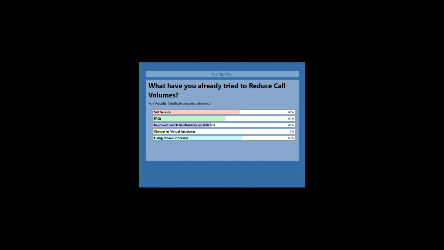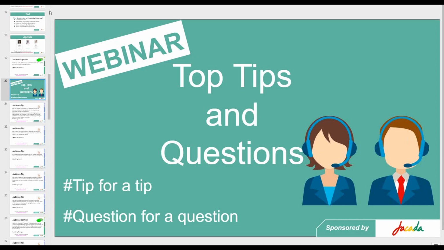So let's have a look here. Sample size of 155. So 10% of the audience have already tried chatbots or virtual assistants. That's much higher than I would have expected. 63% of the audience have tried fixing broken processes, 61% self-service, 51% FAQs. And surprisingly quite low is improving search functionality on the website, because I would have thought that if you're trying to get people to self-serve, the web would be the place that people might want to go. Right, we're going to have a look at a number of audience tips now that are coming through.